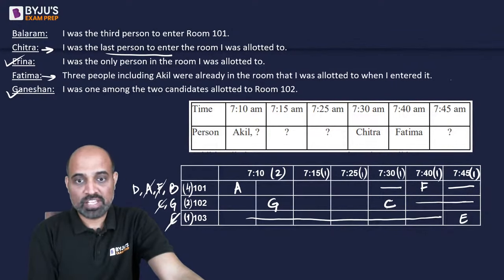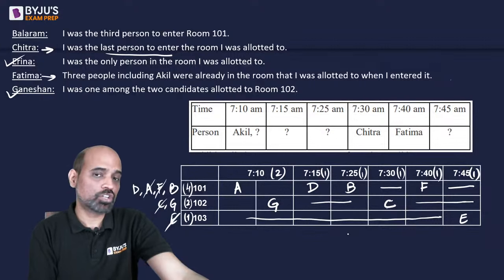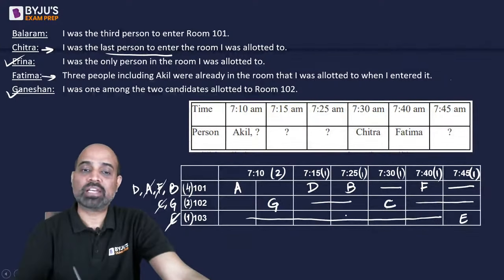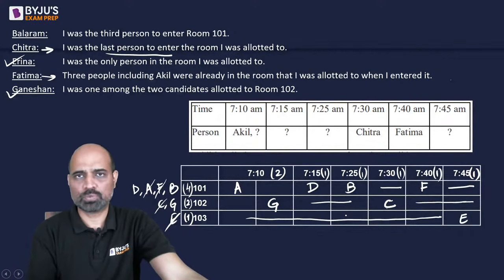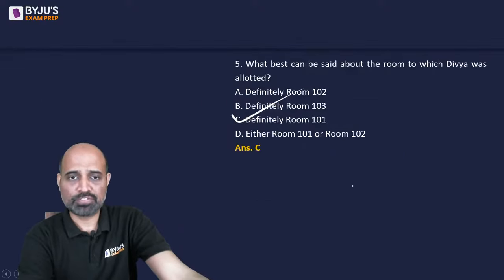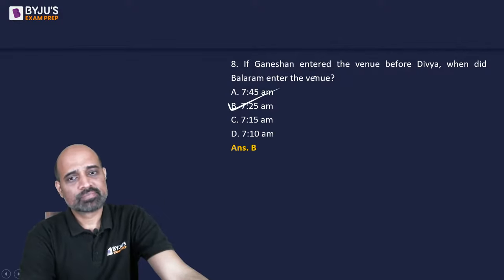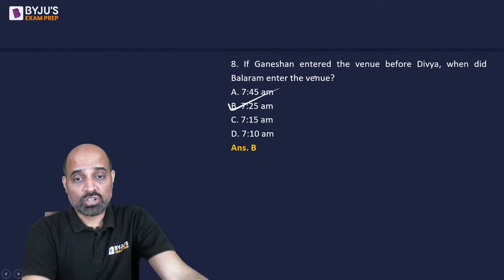G has to enter before D. That means G will enter here only, right? D will enter here only and B will enter here only. This is the only possibility because B has to be the third person, and if two people at 7:10 is occupied, that's what the sequence will have. So Balram enters at 7:25, Divya at 7:15. Let's see what the question is about. When did Balram enter the venue? 7:25. B option. Right? So I believe that's the last question.